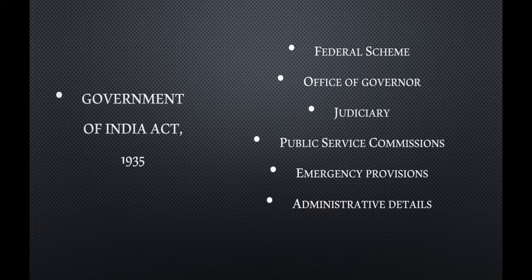So Government of India Act, there are six features which are borrowed from Government of India Act. First is federal scheme, that means dual government, a central government and a state government. Second is Office of Governor. Third is judiciary, that is Supreme Court, High Court and district courts. Fourth is Public Service Commission for recruitment of officers for various posts. Then fifth is emergency provision. Then sixth is administrative details.